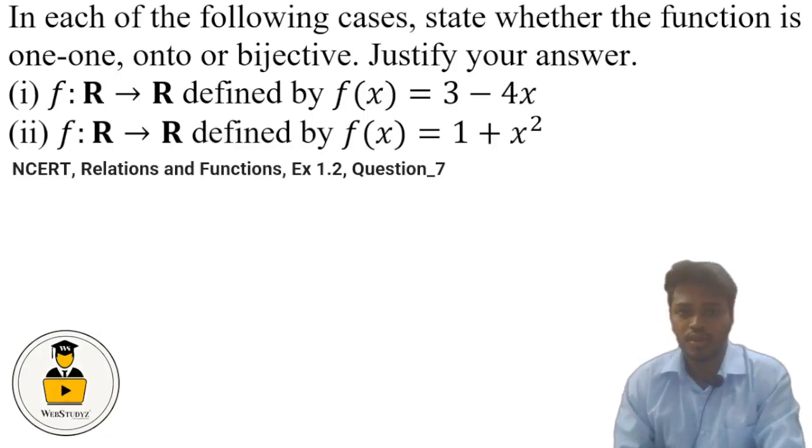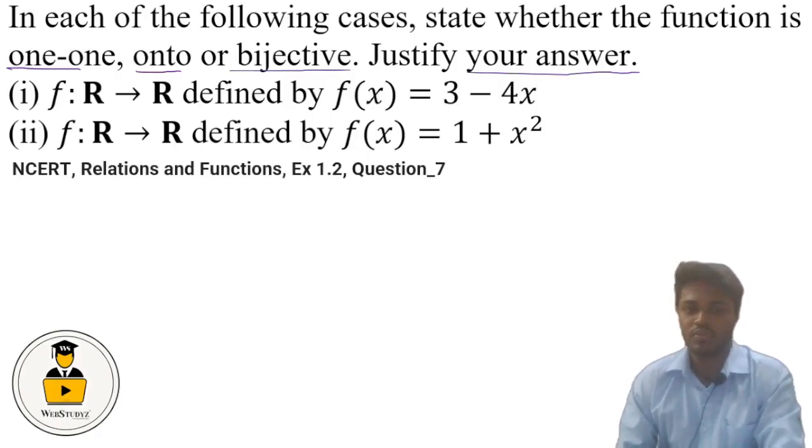In each of the following cases, state whether the function is one-one, onto or bijective. Justify your answer. In this question, we have been given some functions and we have to check whether the given function is one-one or onto. So first, let us consider the first case.